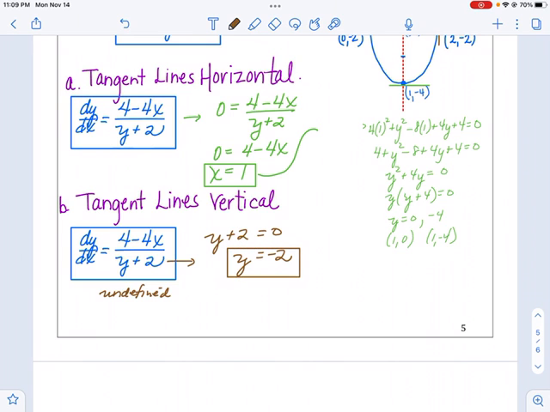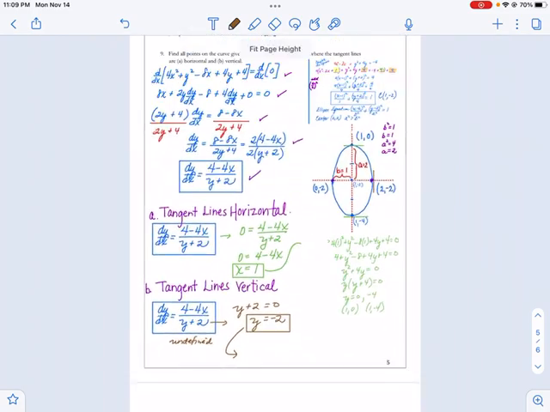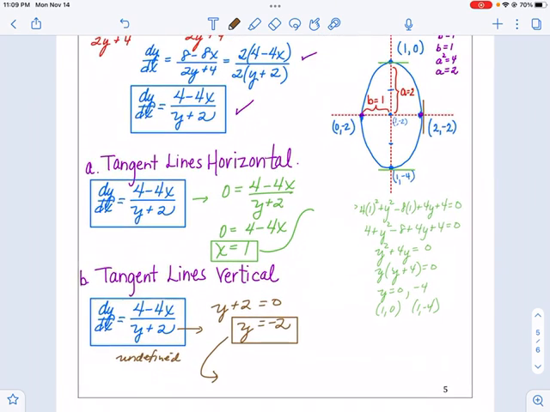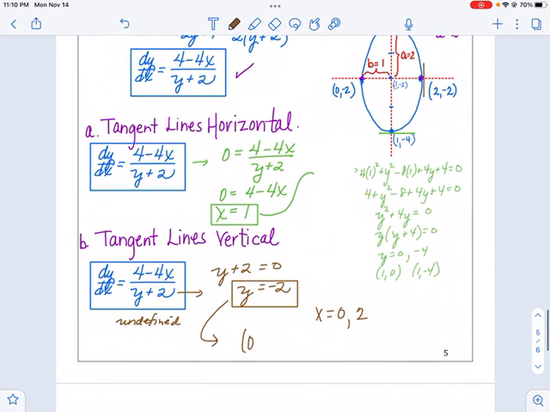And if you wanted to, you could plug it back in the general form, and then you would get the x value. But then we would have those 2 points. We would get x is equal to 0, and then x is equal to 2. And then we would say the 2 points would be (0, negative 2) and (2, negative 2). Okay? And there you have it. There it is.